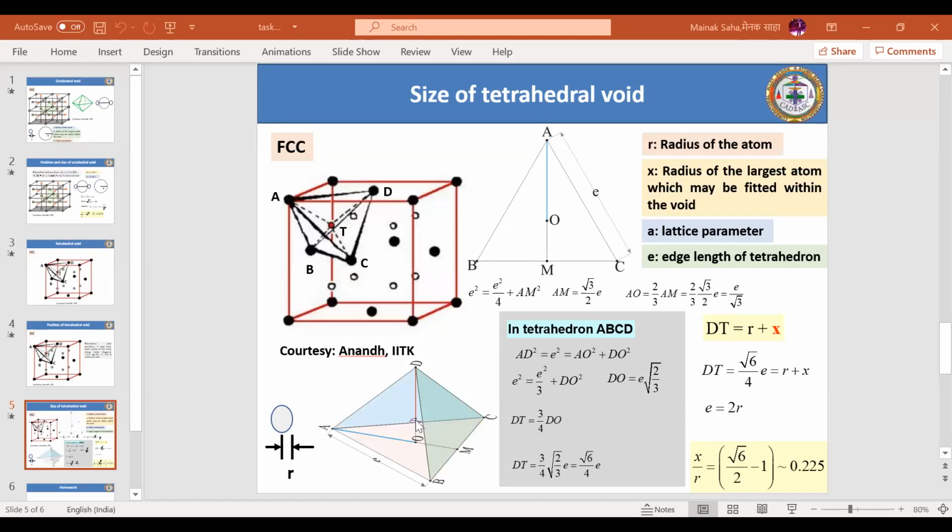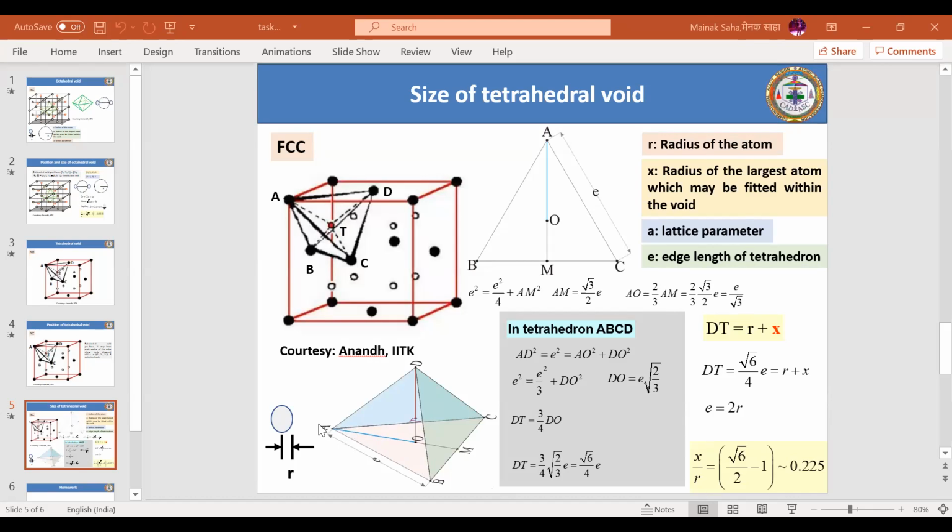But at T we have a certain void. What is the size of the void? We already know the length AO. AO is equal to E by root 3, correct? Now if you draw, you have to do some projection. The projection of D onto AM is at O, and it intersects at 90 degrees, isn't it?